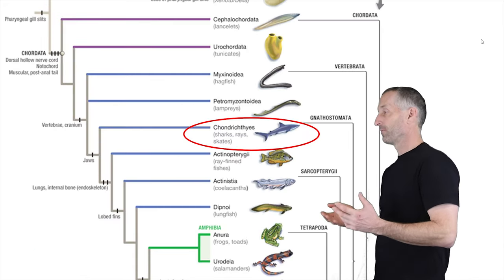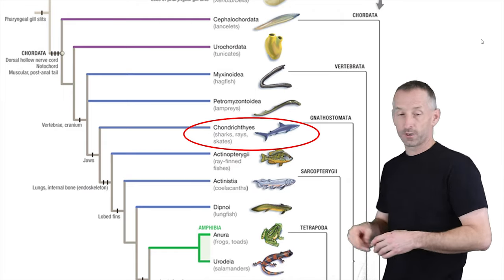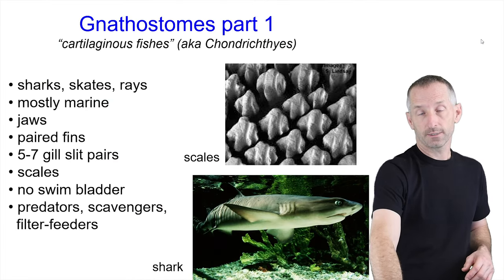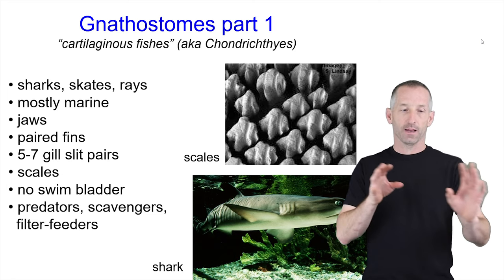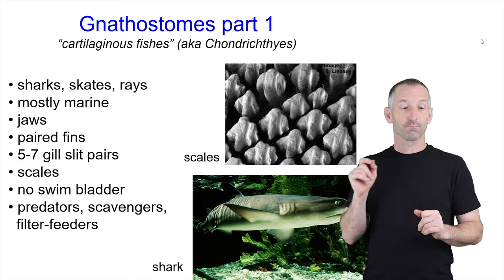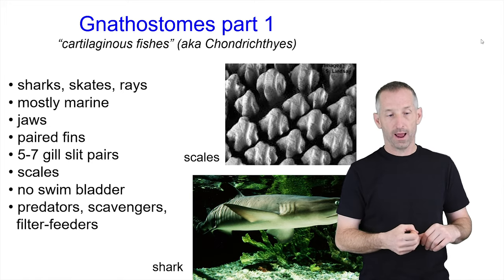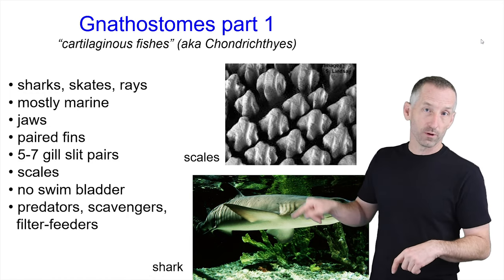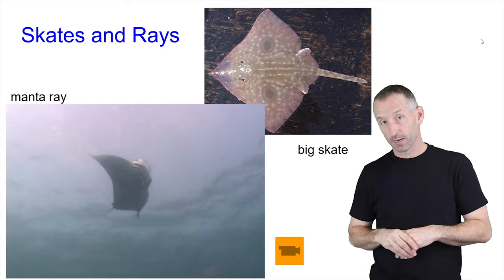Okay, so now in this group of gnathostomes with jaws and paired fins, let's start by talking about the chondrichthyes, that is the cartilaginous fishes, sharks, rays, and skates. They're mostly marine, although you see some in fresh water. They have these paired fins, they have jaws, they have 5 to 7 gill slit pairs, and they also have scales now, which is something that the agnathans also did not have. They do not, however, have the swim bladder, which will evolve on the bony fishes line, not the cartilaginous fishes line.